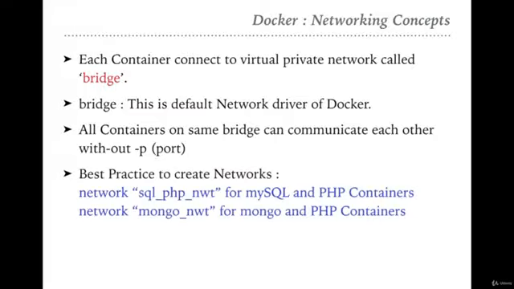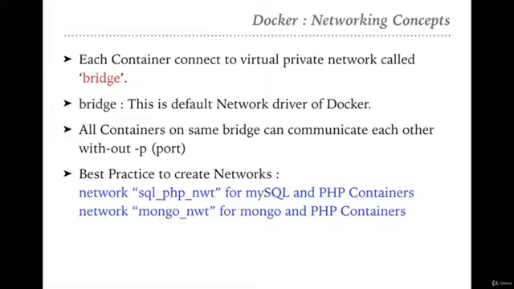Now we will talk about the best practices to create the networks, right? Suppose we have two applications, application A and application B. Application A is a combination of PHP and MySQL, so we can create a separate network bridge. We can call it SQL PHP NWT. This is a custom name, you can use anything, right? All we need to be concerned about is a separate network bridge.